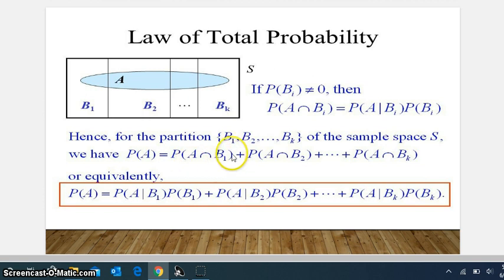Using conditional probability, you can replace this P of A intersection B1 by its definition, which is P of A given B1 times P of B1, plus P of A given B2 times P of B2 and so on, P of A given Bk times P of Bk. This is the total probability theorem. When you want to calculate the total probability, that means if A is influenced by many events, then P of A is the summation of all the conditional probabilities multiplied by that particular event's probability. So that is the total probability theorem.